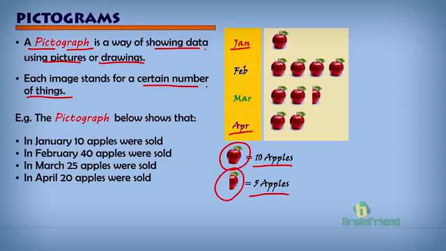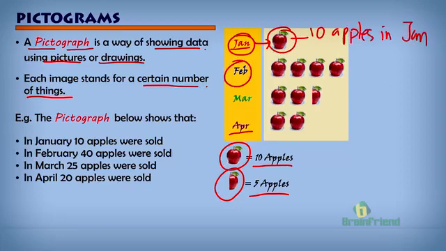Now that we understand what each image within our pictograph means, if we took a glance at our pictograph here, we would easily understand exactly what this person is trying to present to us. All right? It means that in the month of January, he sold what? 10 apples. This one apple, remember, we said is representative of 10 apples. So he sold 10 apples in January.